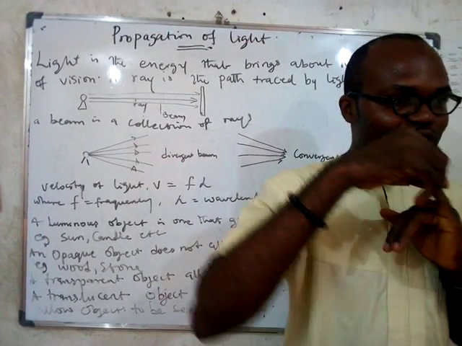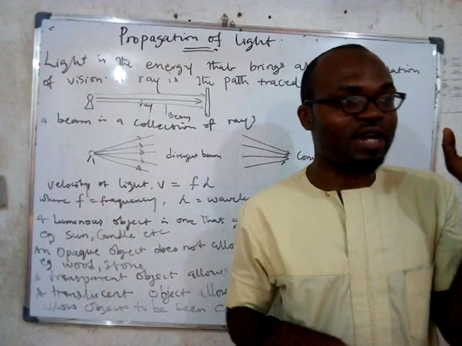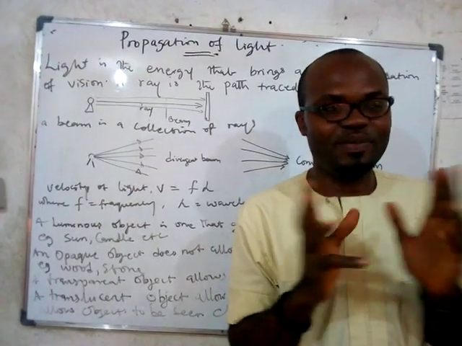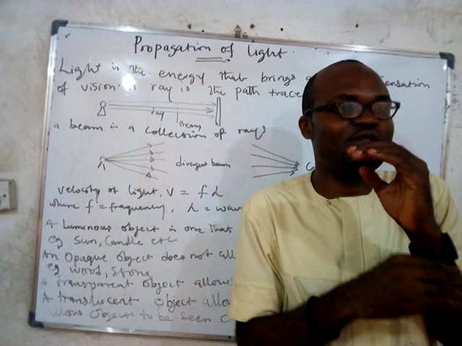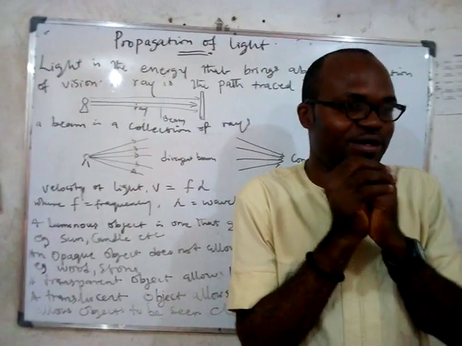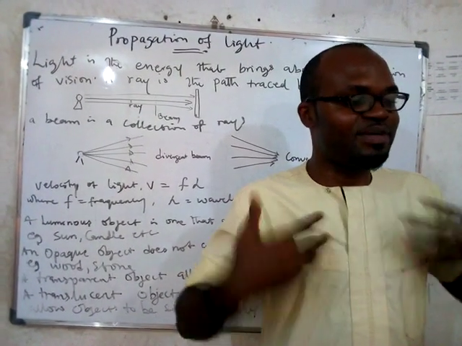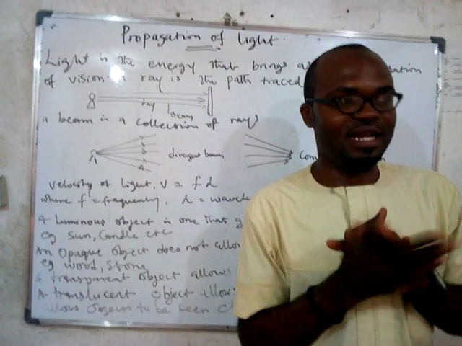And there are many objects depending on how they relate to light. An example is what we call transparent objects, the objects that allow light to pass through them. Opaque objects, objects that don't allow light to pass through them. Translucent objects, objects that allow light to pass through them, but at the same time you cannot see what is on the other side very well. And luminous objects, objects that emit light from themselves, like the sun. Is that clear?